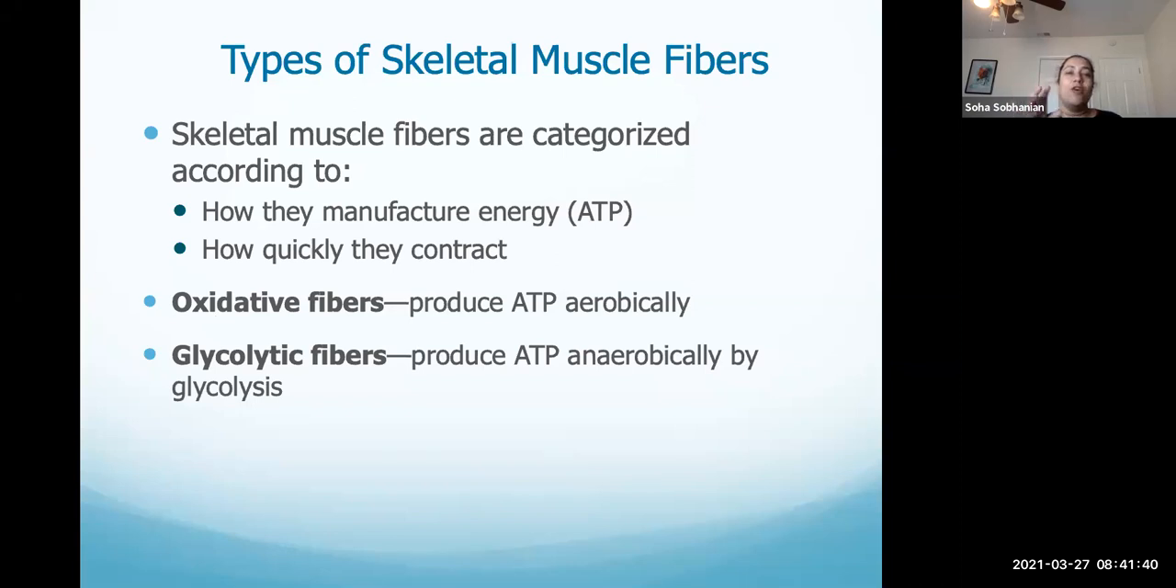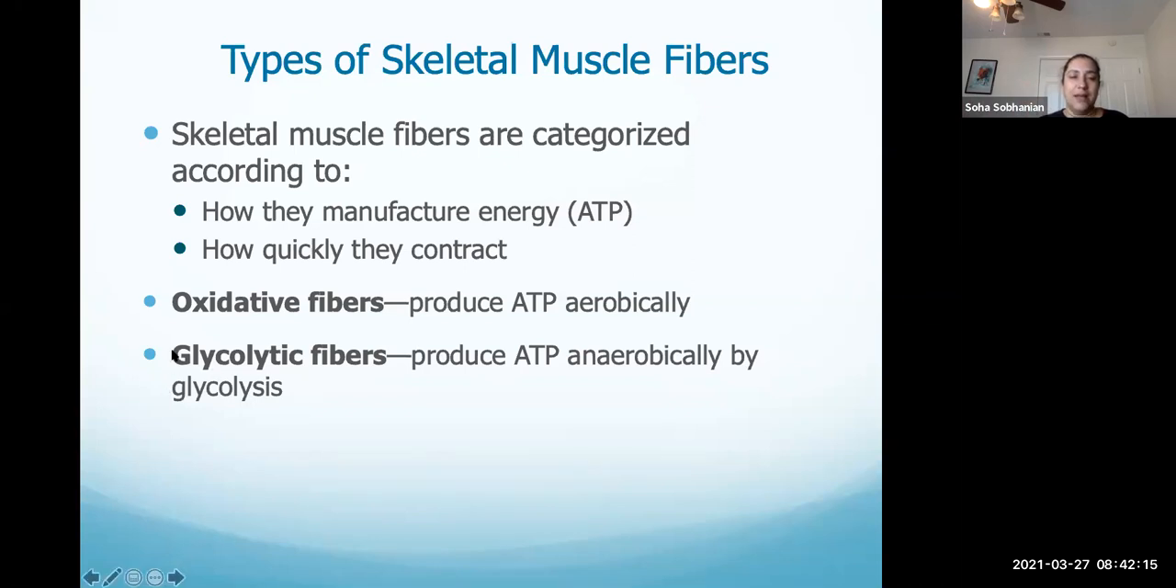If you do not have oxygen present, you still can produce ATP. You use a process called anaerobic process, the absence of oxygen, and the actual process is called glycolysis. Now again, in physiology, you learn a lot more about glycolysis and the steps involved. But for now, all we want to know is glycolysis doesn't need oxygen, so it's an anaerobic process. And the muscle fibers that use this technique are called glycolytic.